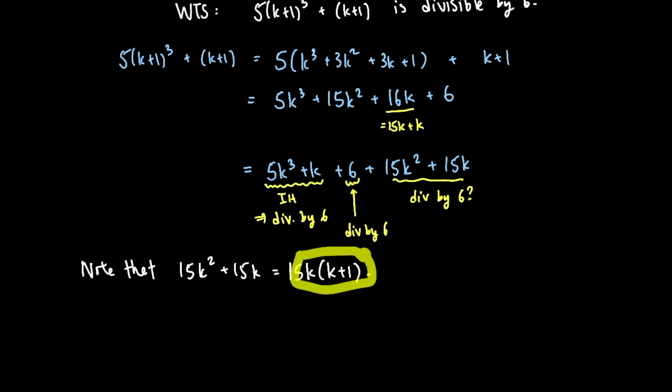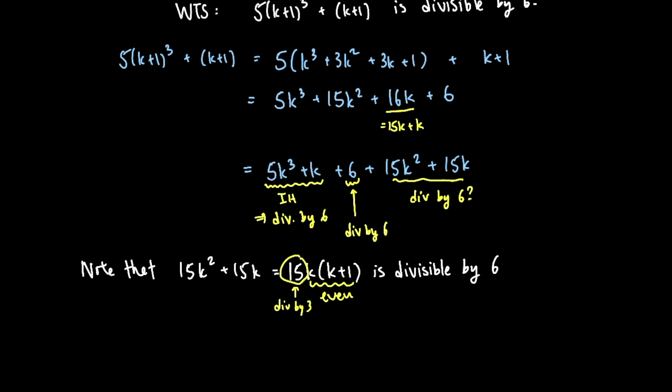And that means that one of k or k plus 1 is going to be even. So I've got an even number here, right? So this bit is even, and this 15 here has a multiple of 3 in it. Well, 15 is just 3 times 5. So I can write this as a multiple of 3 times a multiple of 2, an even number. So this is divisible by 6, because it's 15 times an even number. So what I've got is this is confirmed to be divisible by 6. This 15k squared plus 15k.